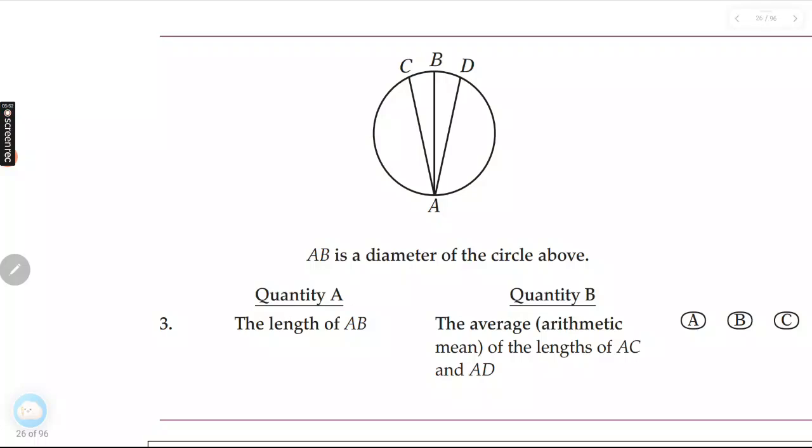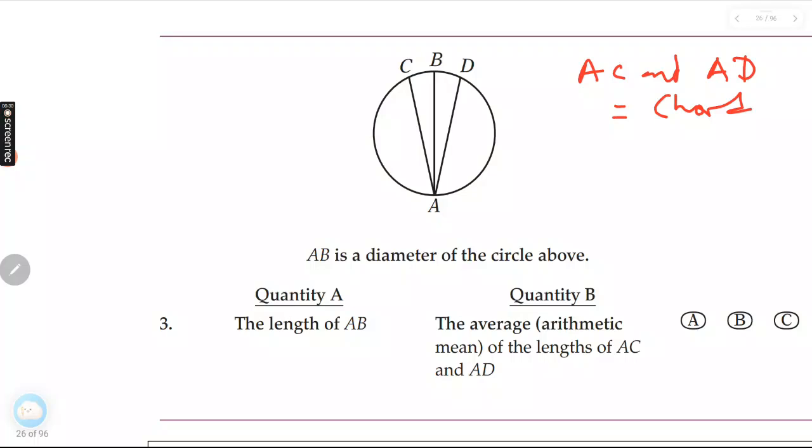This line AB is called the diameter. All you need to know is the diameter is the longest distance that touches 2 points of a circle. In fact, the diameter passes through the center and is the longest distance. AC and AD are called chords. A chord is any other line that touches 2 points on a circle but does not pass through the center.